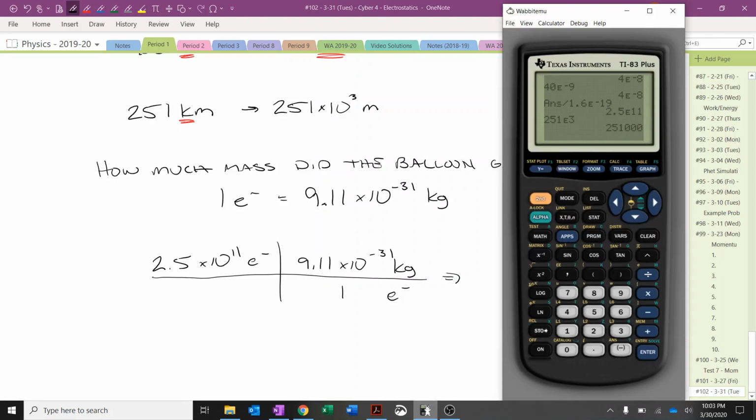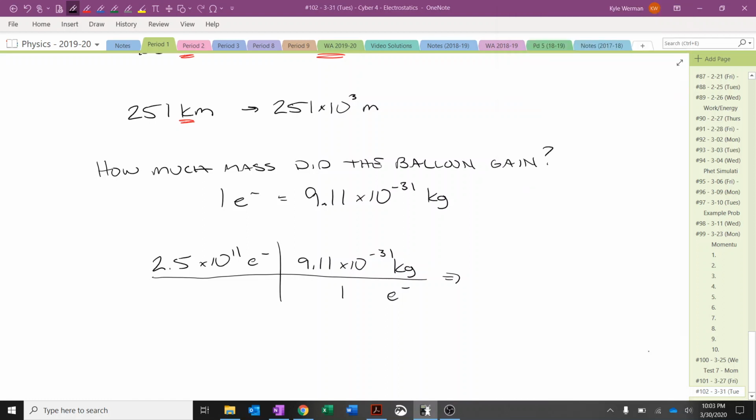And in my calculator, 2.5 EE 11 times 9.11 EE negative 31. And we get a really small amount of mass, 2.28 times 10 to the negative 19 kilograms. So we've added 250 billion electrons, but haven't changed that mass by very much, as we would expect. The balloon doesn't look much heavier.